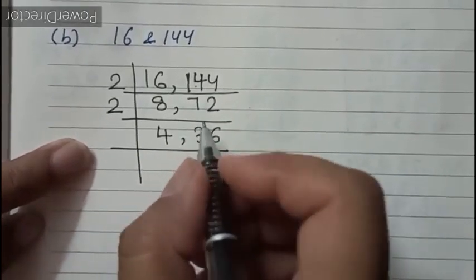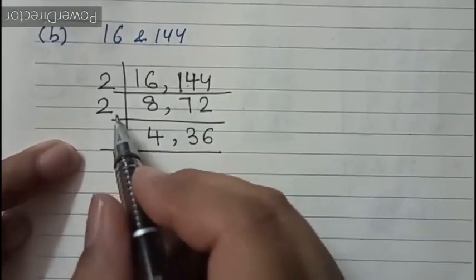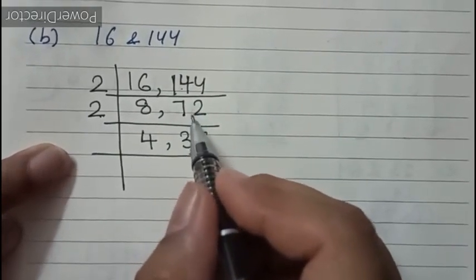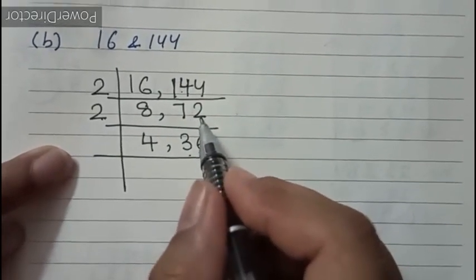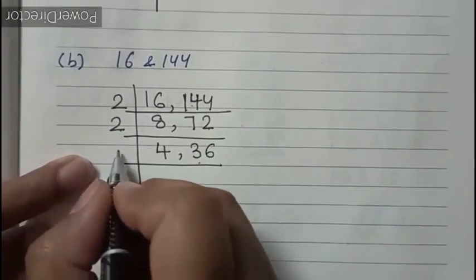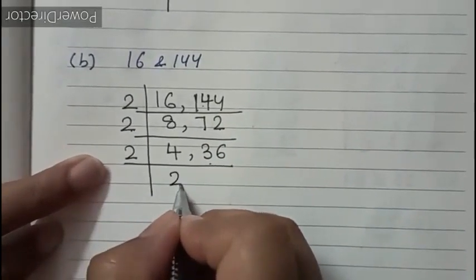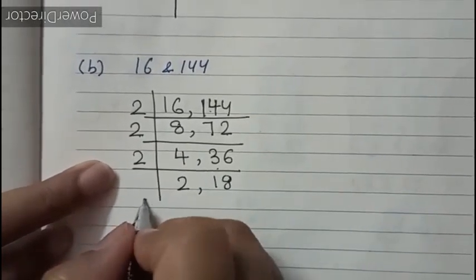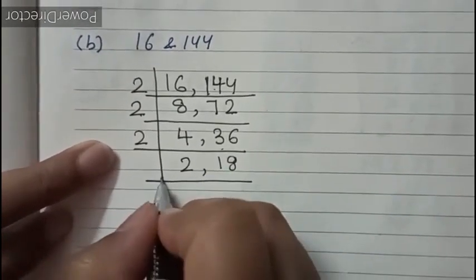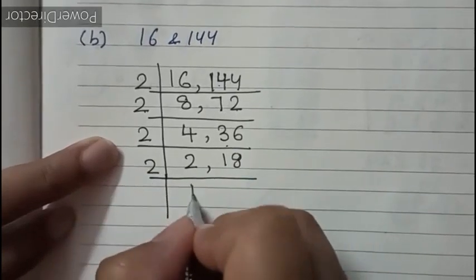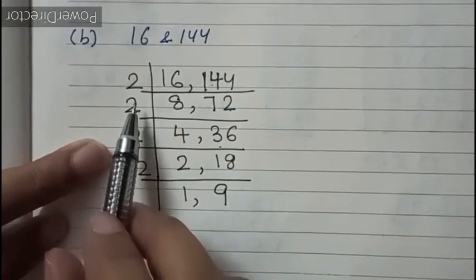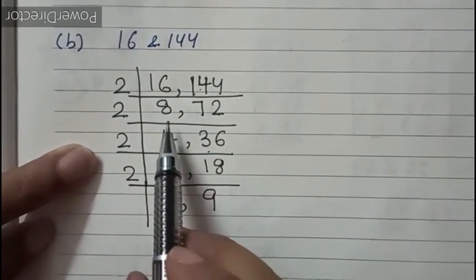We are dividing it directly. See, this is 7. I've done 2 3s are 6. 1 is left. So 2 6s are 12. Now again by 2. 2 2s are 4. 2 into 18 is 36. Again by 2. 2 1s are 2. 2 9s are 18.